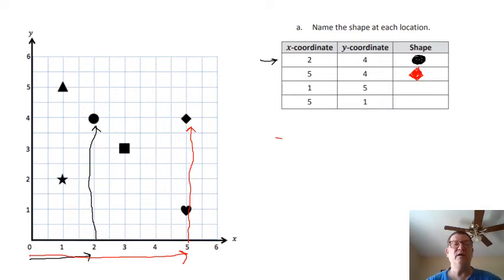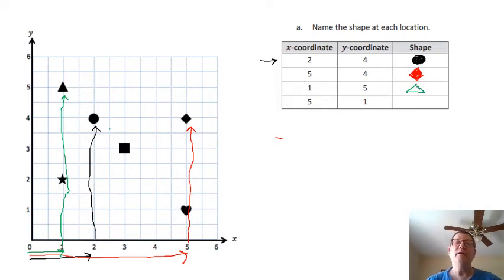All right. Now our next one. Over 1, up 5. And what is that? If you said a quadrilateral, you're wrong. It's a triangle. Okay. Remember, quadrilateral has how many sides? 4. Our triangle only has 3, but it is a what? It's a polygon. That's right.